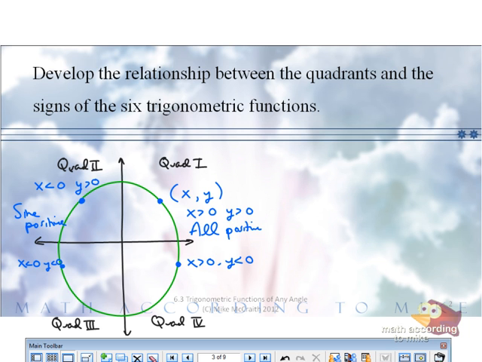How about quadrant 3 for real now? X and y are both negative. Tangent will be positive. And lastly, quadrant 4, x is positive, but y is negative. Cosine. Hooray! Here's your acronym.